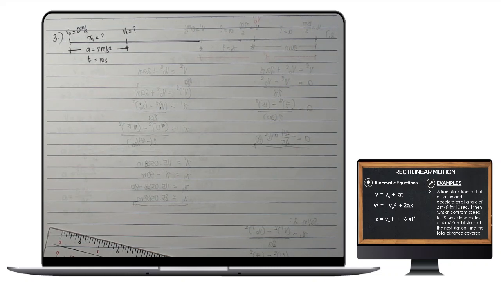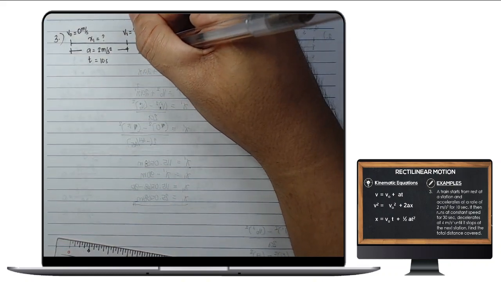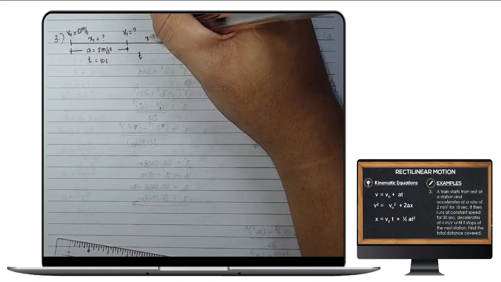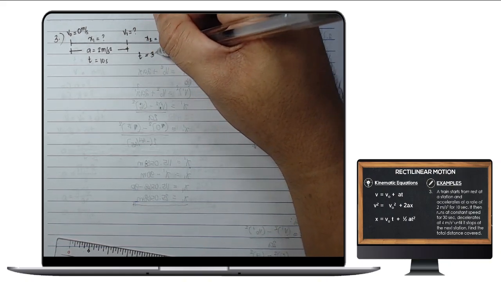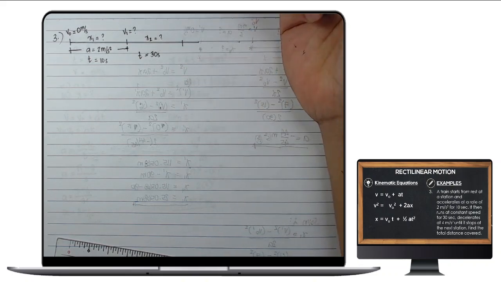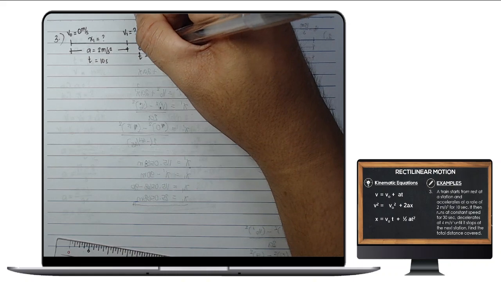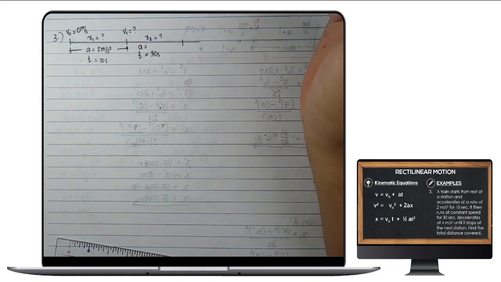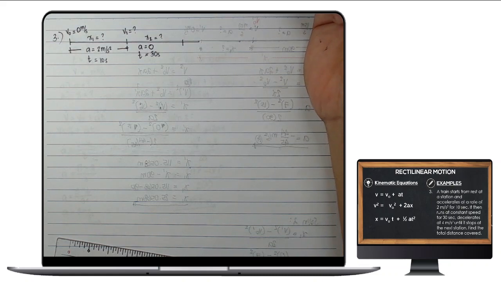Then, it runs at a constant speed for 30 seconds. So for the second leg, it runs at a constant speed for 30 seconds. Since it runs at a constant speed, the acceleration is 0. Okay?